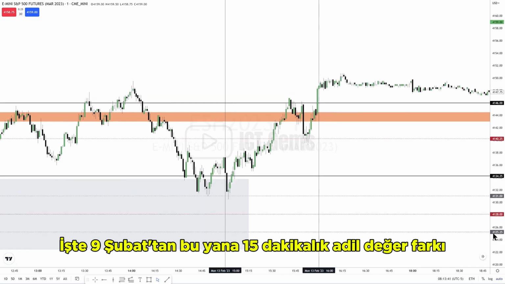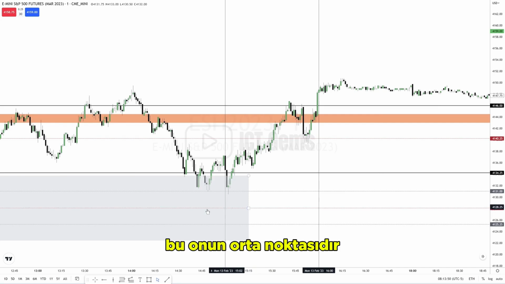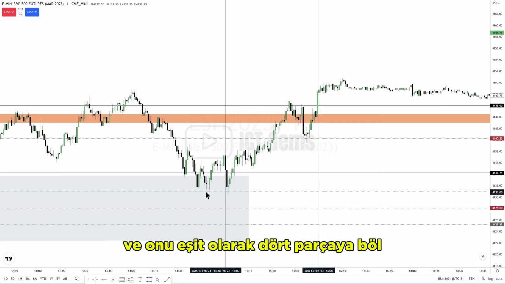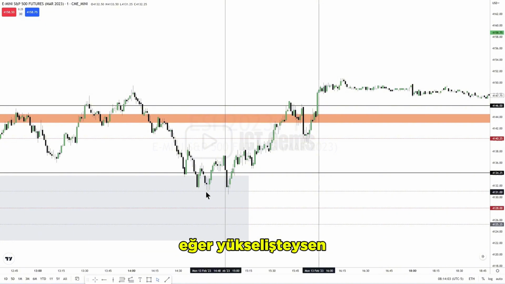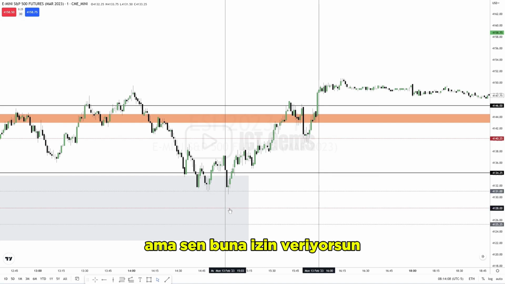Okay, remember, here's that 15-minute fair value gap from the 9th of February. This is the midpoint of that. This is the lower quarter of it. This is the low. This is the high. And this is the upper 25% of that range. So if you take a fair value gap and split it into 4 pieces equally, if you're bullish, you really don't want to see it trade down to the consequent encroachment, but you're allowing that to happen, that your analysis allows for that.